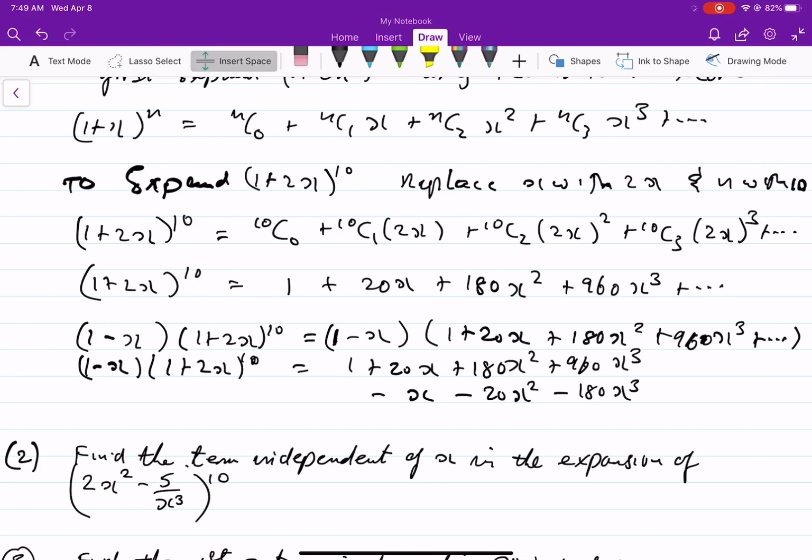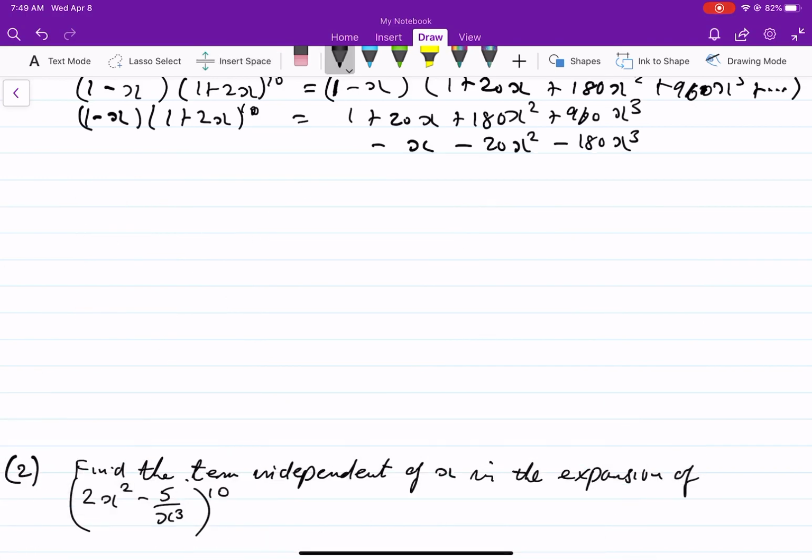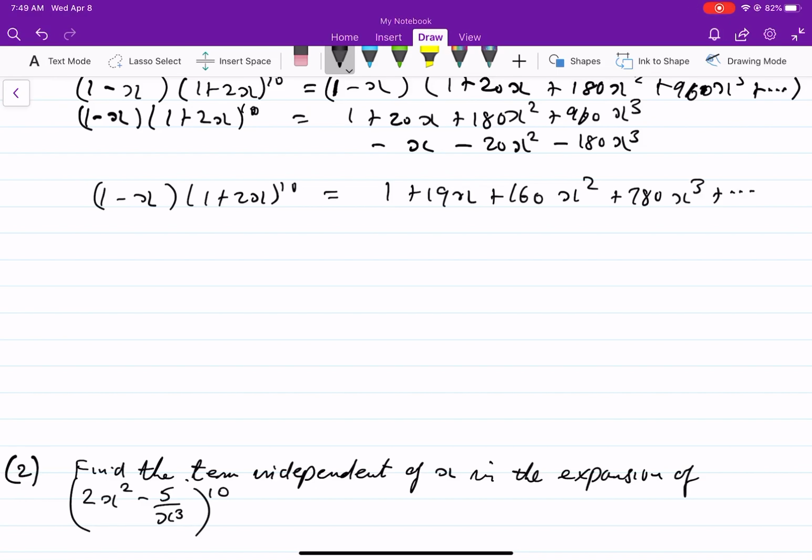So if you add up those two, you finally get an expression that says 1 minus x times 1 plus 2x to the power 10 is equal to 1 plus 19x. 180 minus 20, that's plus 160x squared. And 960 minus 180, I don't know, that should give me a grand total of plus 780x cubed. So that looks pretty decent.